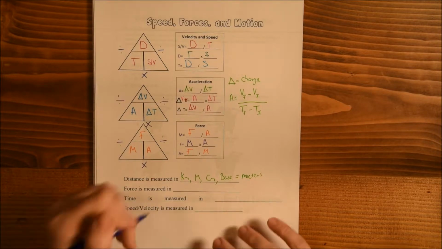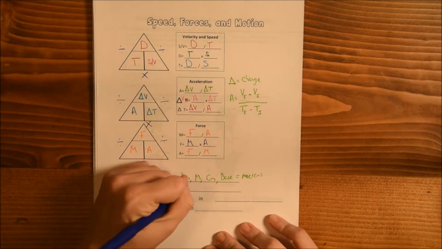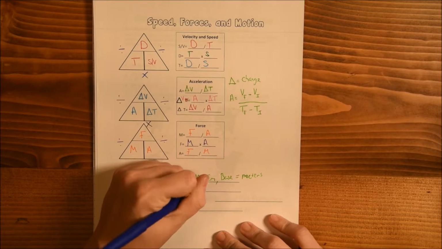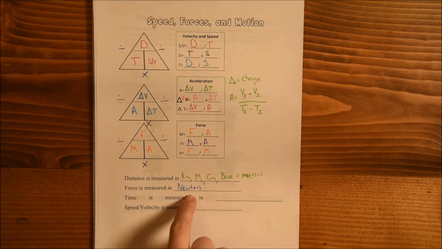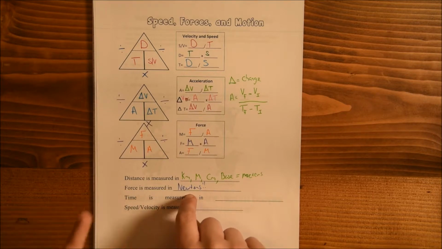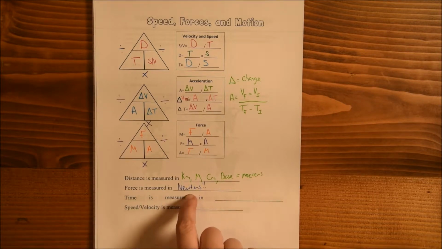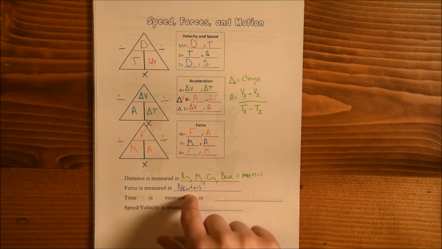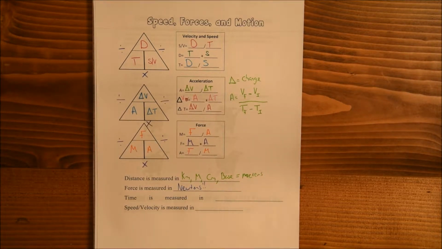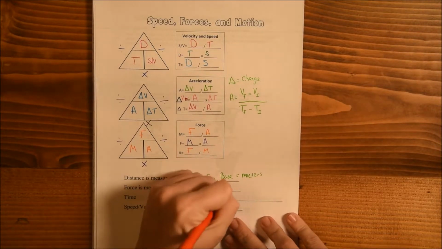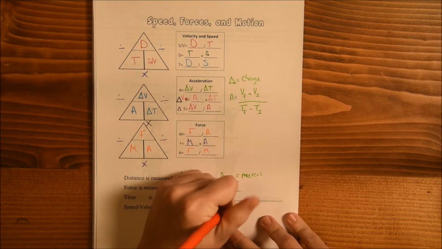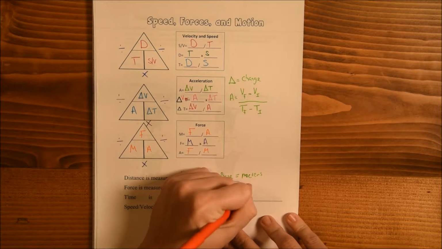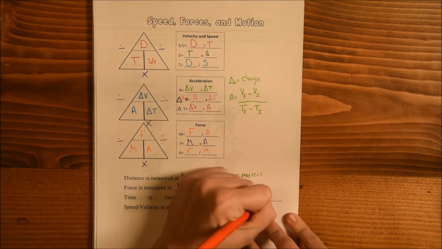Force is always measured in newtons. Remember, the guy who found this, Sir Isaac Newton, had an apple drop on his head. He realized why gravity existed and figured out the formula. So we always call force newtons. Time, we have so many different ways we can measure it. It can be in seconds, it can be hours, it can be minutes, it can be days, and so on.